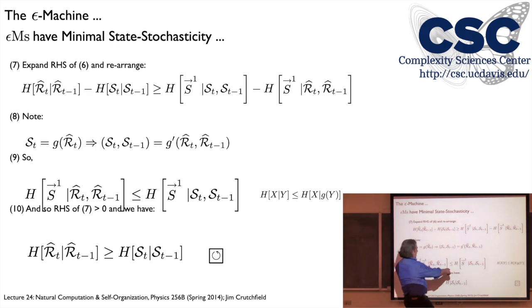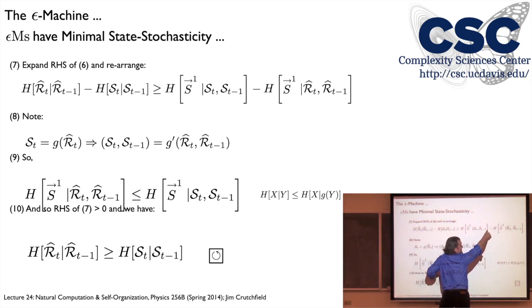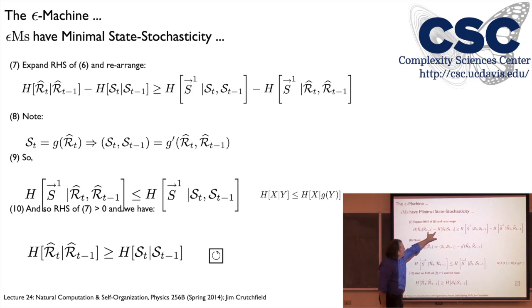But then that means, given this inequality, this is positive, right? I just showed that this uncertainty, single step, is larger than this uncertainty, therefore it's positive. Therefore, this difference is positive, and therefore the internal state process of any rival is larger than the randomness or internal state entropy rate of the causal states.